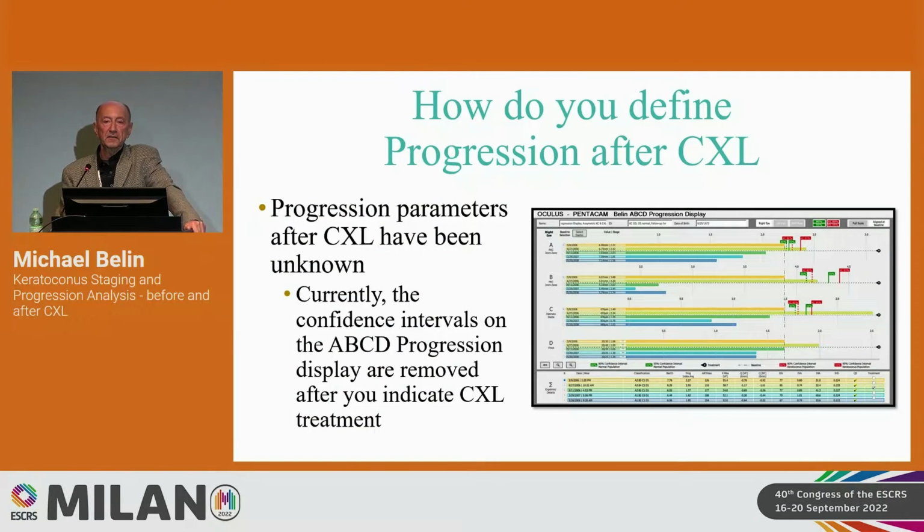But the question really is then, well, how do we define progression after cross-linking? Currently, or rather, prior to the most recent release of the new software, the gates were removed as soon as you showed a cross-linking treatment. This dotted line here represents a cross-linking treatment. If you look here on the bottom right, we've indicated when we've done a treatment, and you'll notice that all the gates are removed because those gates didn't apply after cross-linking.